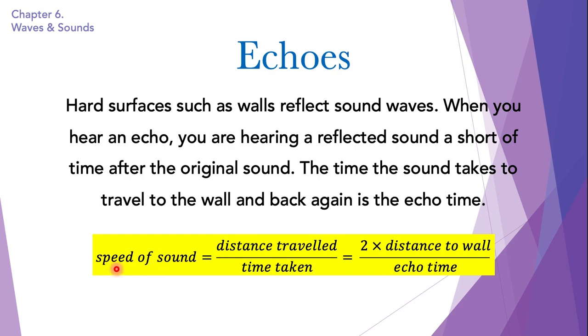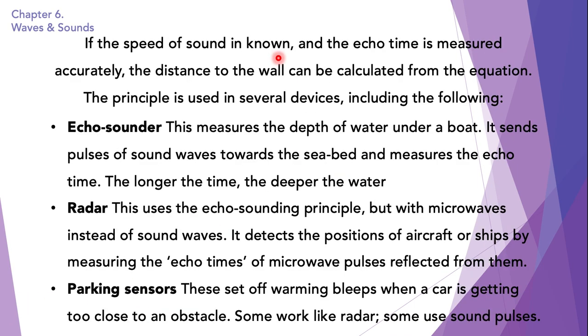In the same way, we can rearrange this equation and find the echo time as well. For that, we would have to divide the distance by the speed and we will get the echo time. So if the speed of sound is known and the echo time is measured accurately, the distance to the wall can be calculated from the equation. In simple words, we just rearrange the equation.